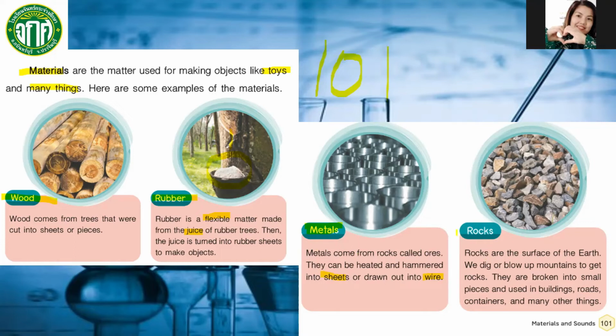Next, rocks. Rocks are the surface of the earth. We dig or blow up mountains to get rocks. They are broken into small pieces and used in buildings, roads, containers, and many other things. We use the rocks to build buildings, houses, roads, containers, and many more.